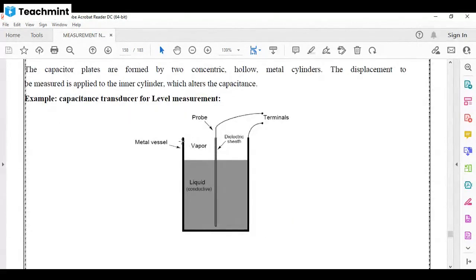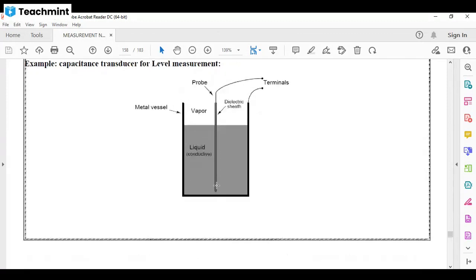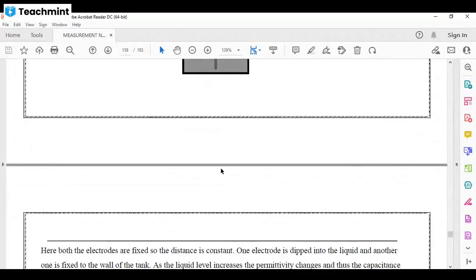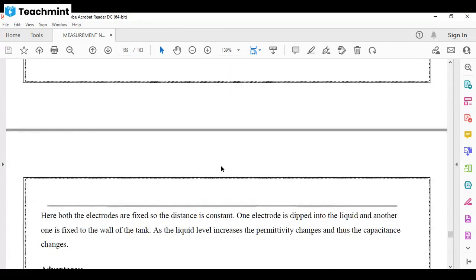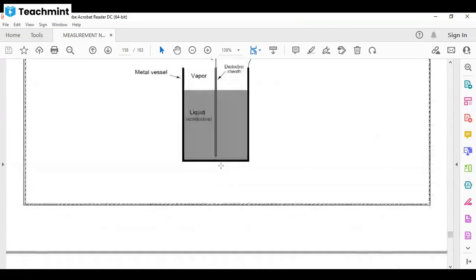क्योंकि ये मेरा मेटल वेसल है, तो इसका जो एरिया है, लेंथ है, वो कुछ भी चेंज नहीं होगा. Changing the distance between the two plates is not possible because both are fixed. So here the dielectric material or dielectric constant changes, and so we can measure the level of any liquid.